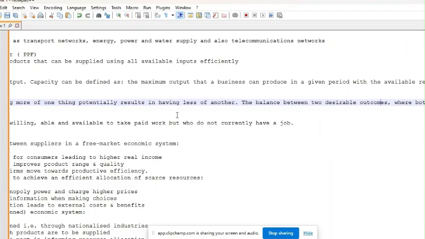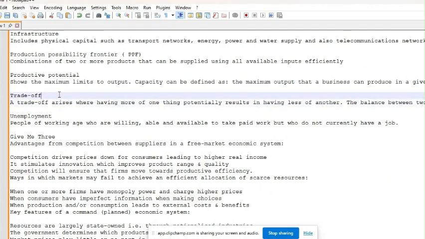So, let me explain this. A trade off is when we want to have two products within our economies, but we can't do it because they are unachievable at the moment. But we want to have it.